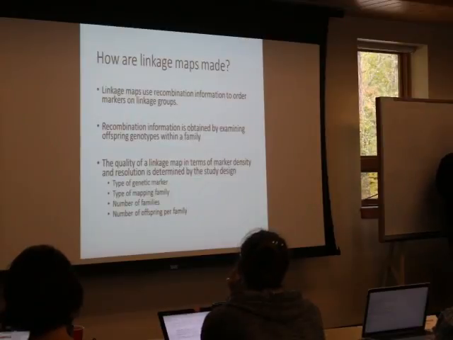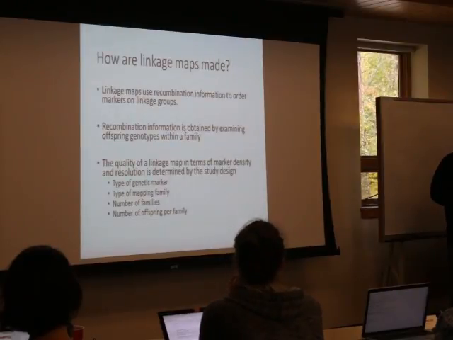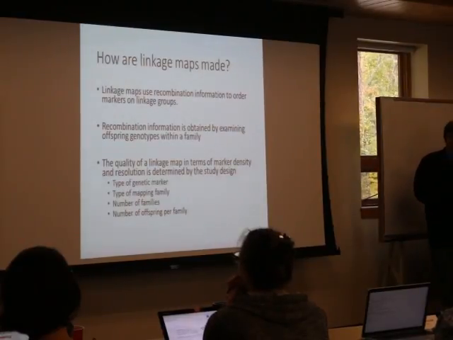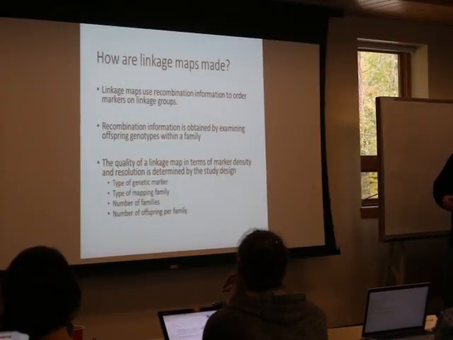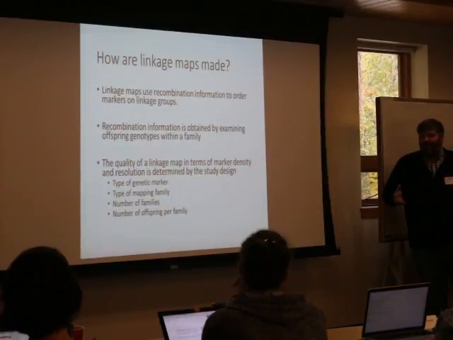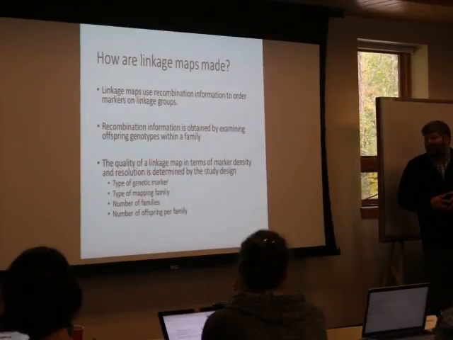So next, I'll focus on how linkage maps are made. I'll be going back to some basic biology just to try to get everyone onto the same page and provide things to be aware of when constructing linkage maps. Linkage maps, like I said, use recombination information to order markers on a linkage group. And we get this recombination information by examining offspring within a family.